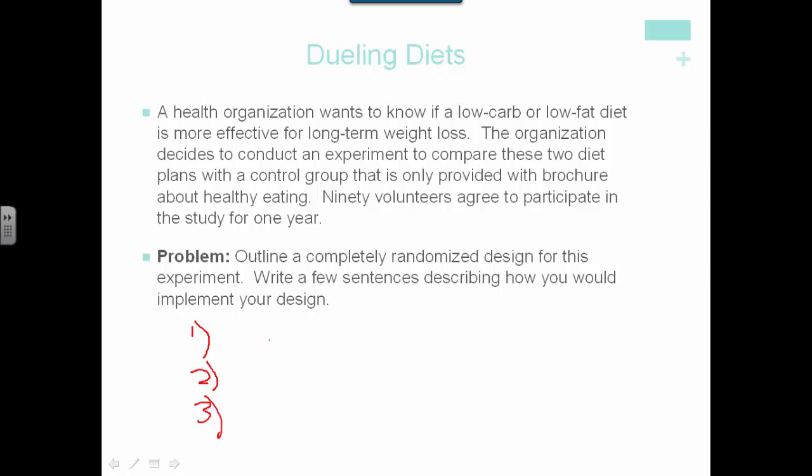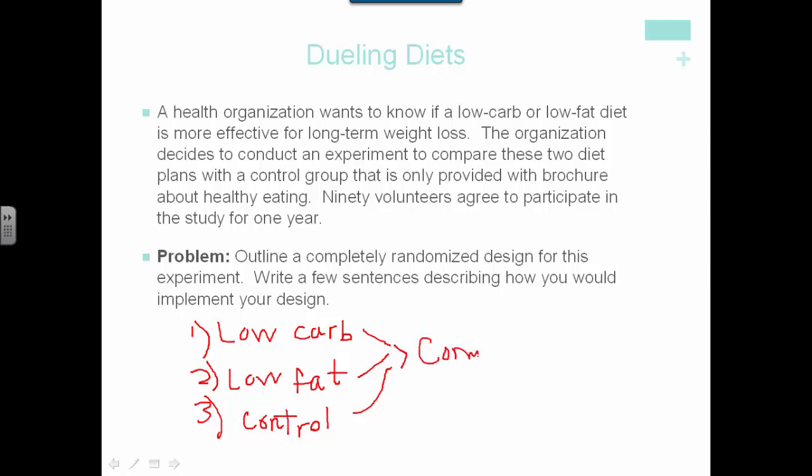Group 1 for the treatment would have the low carb. Group 2 would have the low fat. And group 3 will be the control group. Then we compare weight loss in all three of these designs with these treatments.